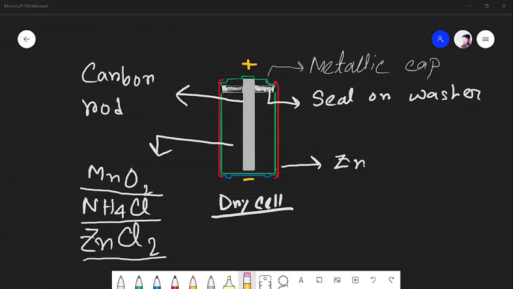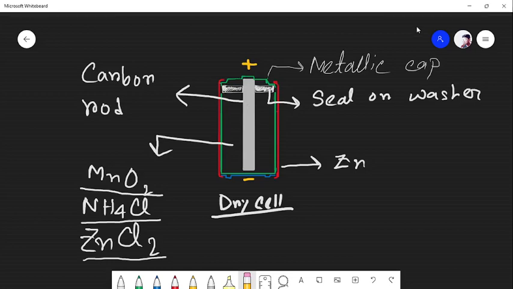In this video, we're going to talk about how a dry cell works. A dry cell is actually a battery which we use every day. This is how a dry cell looks on the inside, and these are the components of a dry cell. It's called a dry cell because there is no liquid component inside it, and that is why it's so durable.